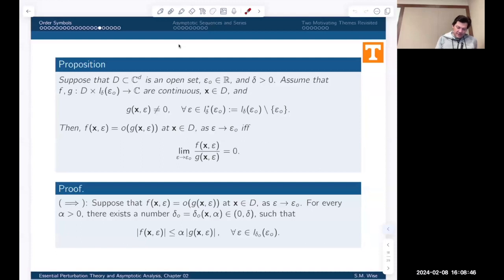Again, same assumptions about D and epsilon naught and delta. Assume that f and g are continuous functions from the Cartesian product given here into the complex numbers. And suppose that x is some point in D. We're going to assume that g of x epsilon is not equal to 0 for every epsilon. We're fixing x. And we're going to assume that it's not equal to 0 for every epsilon in this punched out set.